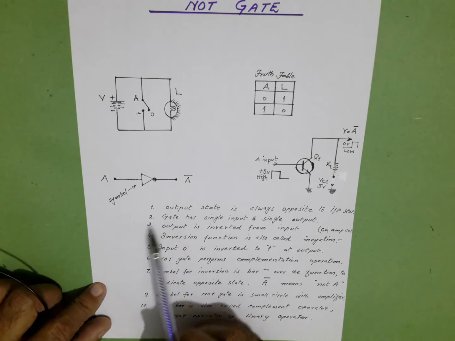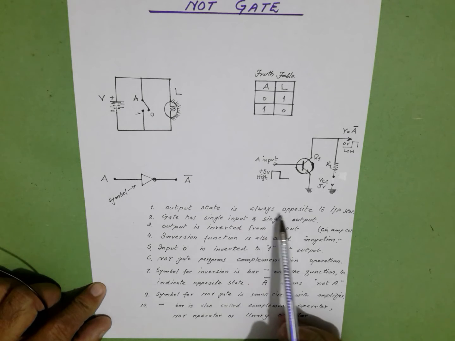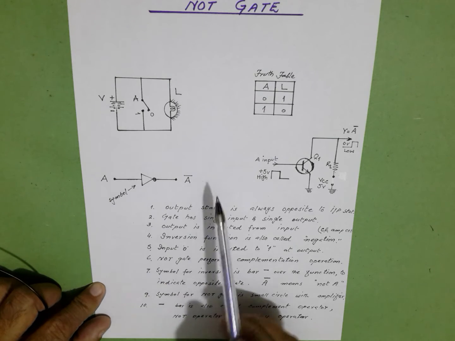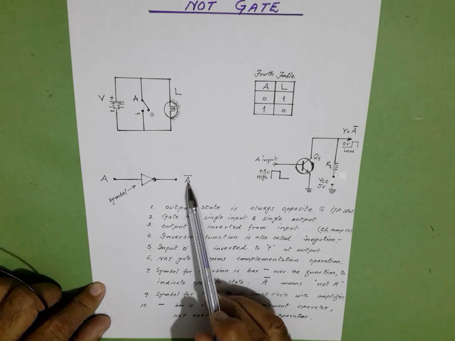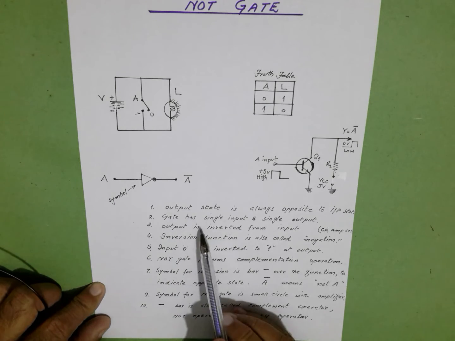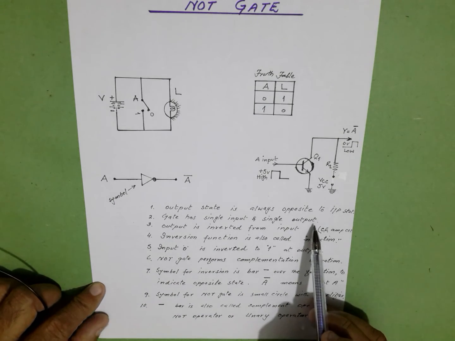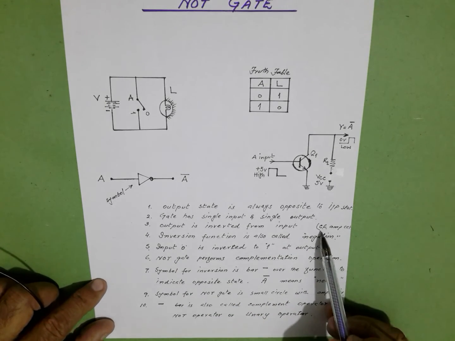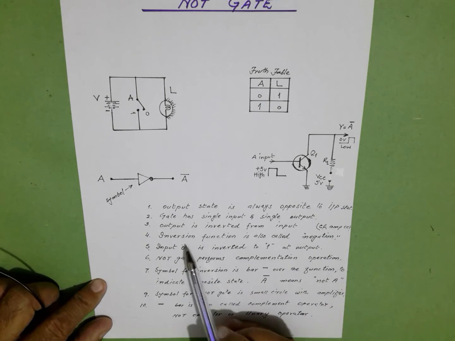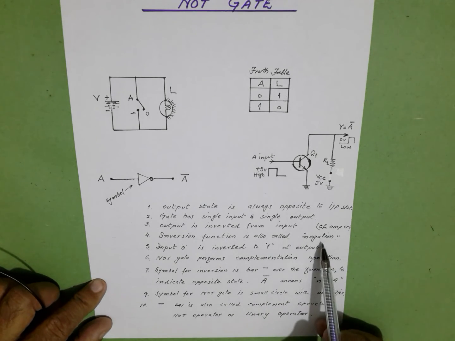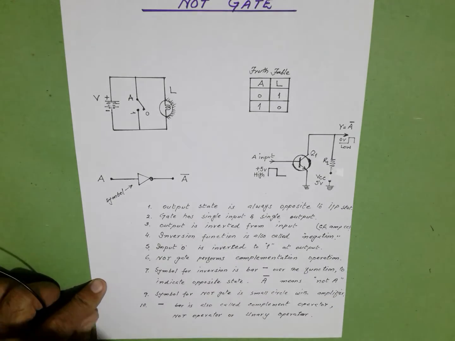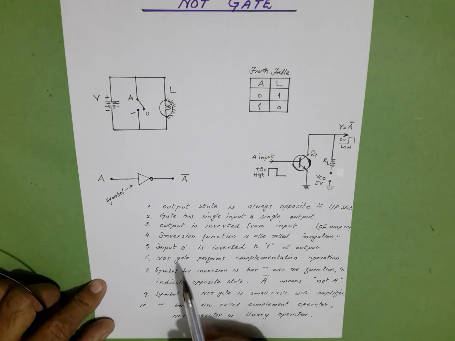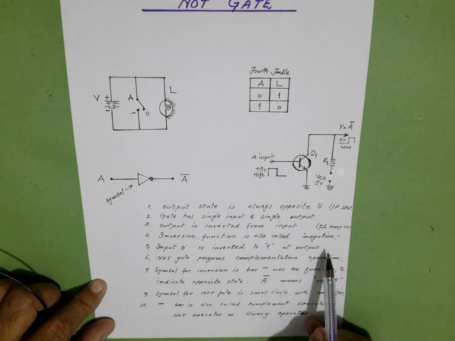Coming to the summary, the output state is always opposite to the input state. A is the input, not A is the output. This state is opposite to the input state. The gate has a single input and a single output. The output is inverted from the input as in the common emitter amplifier circuit. The inversion function is also called negation. This process performed by this circuit is called negation. Input 0 is inverted to logic 1 at the output.